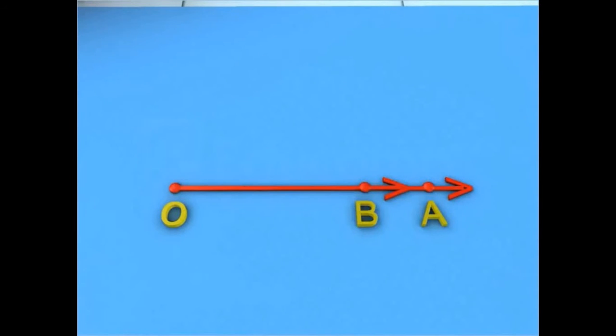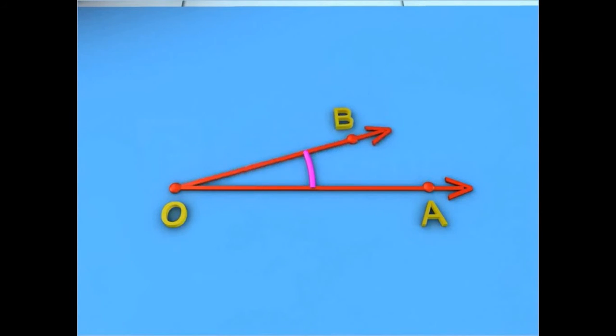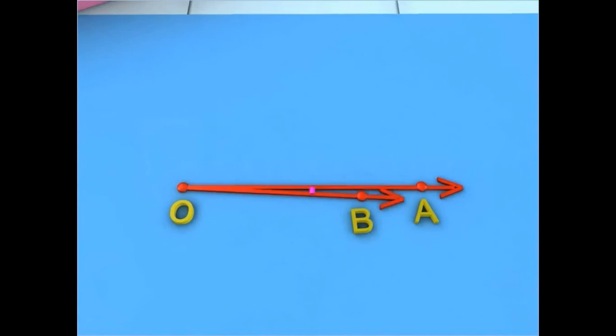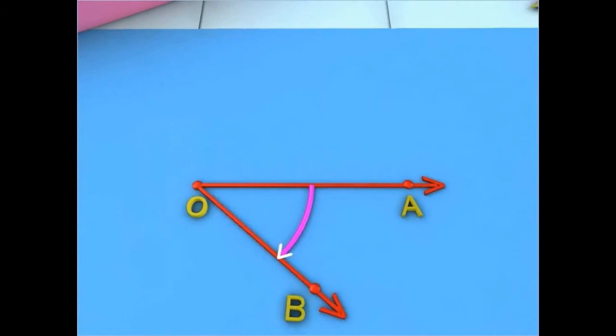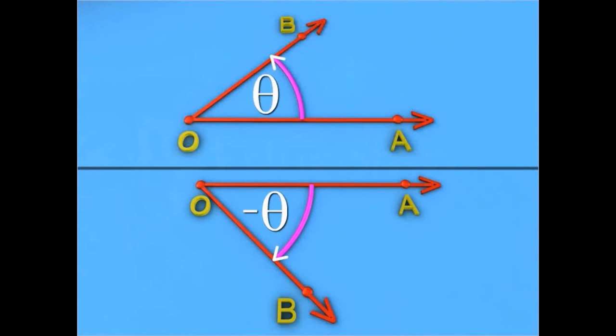If the terminal side rotates about the vertex anti-clockwise, the angle is positive. In contrast, if the terminal ray rotates about the initial point clockwise, the angle is negative. So, positive and negative signs indicate the direction of rotation. Let us now check out the units to measure angles.